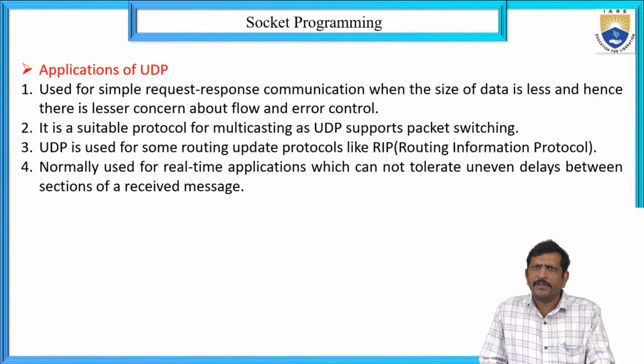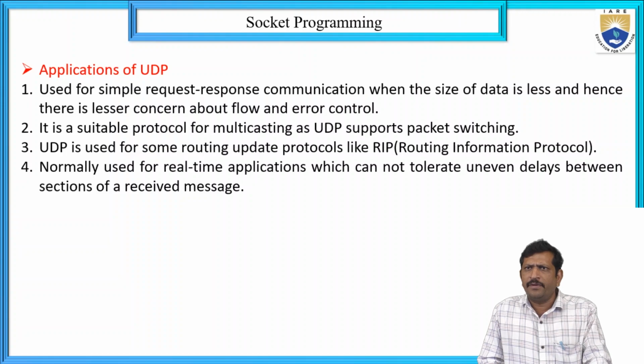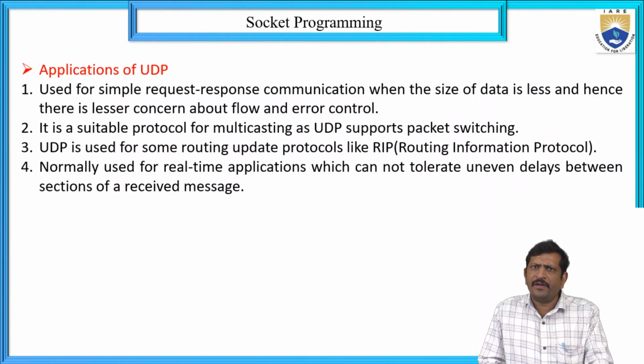Applications of UDP. UDP is used for simple request-response communications. When the size of the data is very small, there is less concern about flow and error control. It is a suitable protocol for multicasting. UDP supports data packet switching. This UDP protocol is used for some routing update protocols like RIP, Routing Information Protocol, and normally for real-time applications which cannot tolerate uneven delay between sections of the received messages.